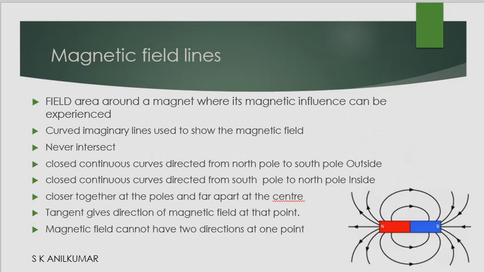What are magnetic field lines? The field or area around a magnet where its magnetic influence can be felt or experienced is called the magnetic field. They are represented as curved imaginary lines. They do not intersect. They are closed and continuous curves directed from north pole to south pole on the outside.